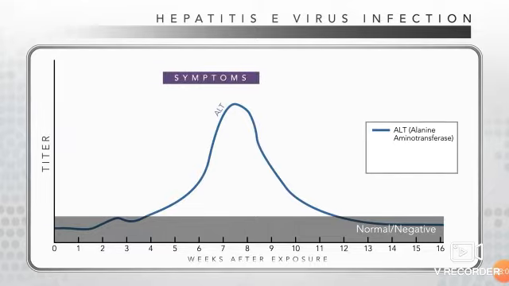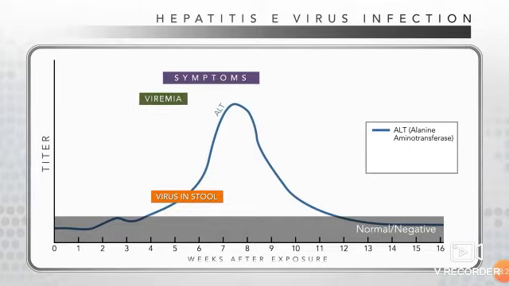Symptoms noted by the purple bar occur when liver enzymes are elevated. Virus excretion in stool, illustrated by the orange bar, is variable, but usually lasts from about 1 week before symptoms appear until about 1 week after they have surfaced. However, this time frame can be longer in some people.